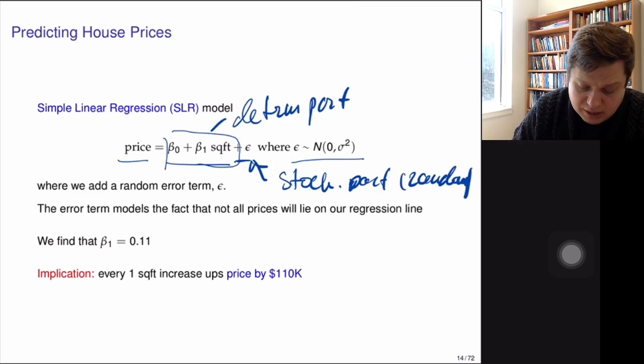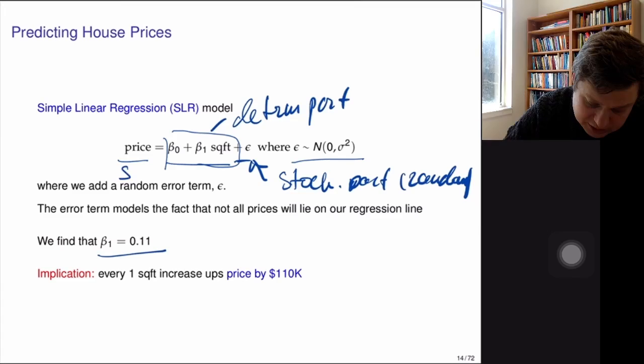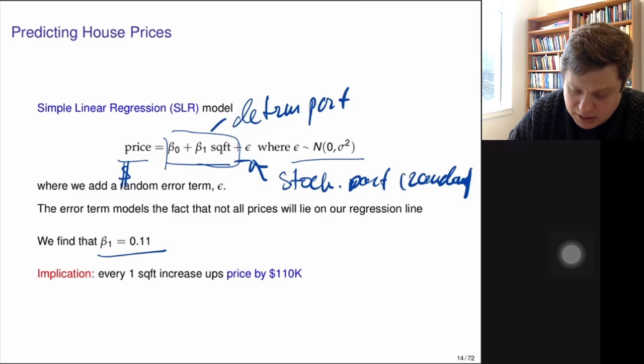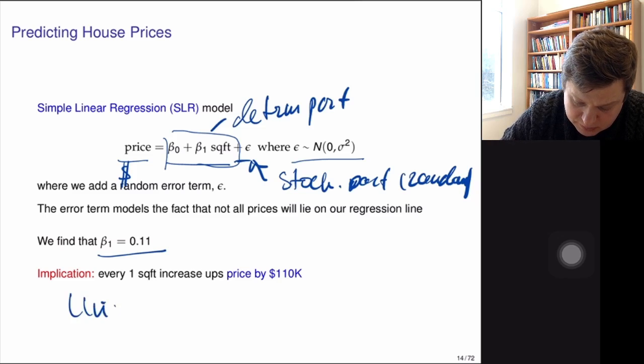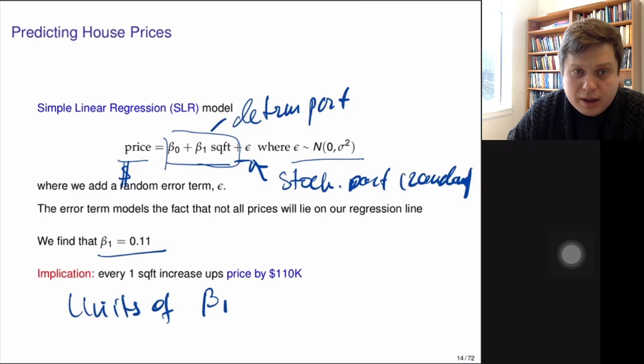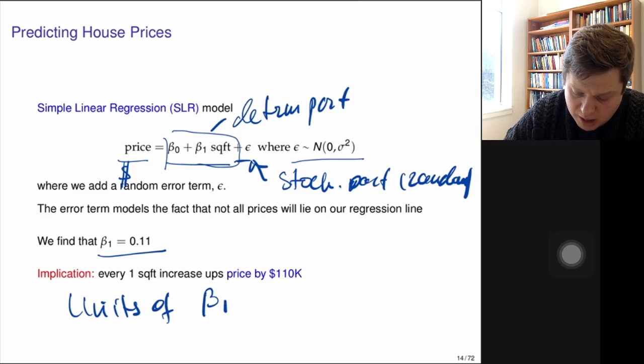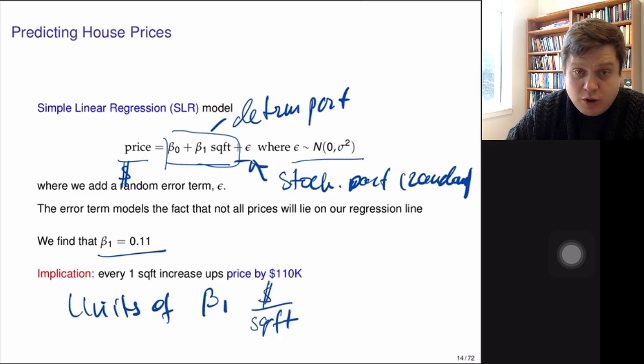Once we fit the model to the data, so once we find those beta 0 and beta 1, we find that beta 1 is 0.11, which basically means, let's look at the units. Price is measured in dollars, and the square footage is measured in square feet, right? So beta 1 has to take something measured in square feet and convert it into dollars. So the units for beta 1 are dollars per square foot.